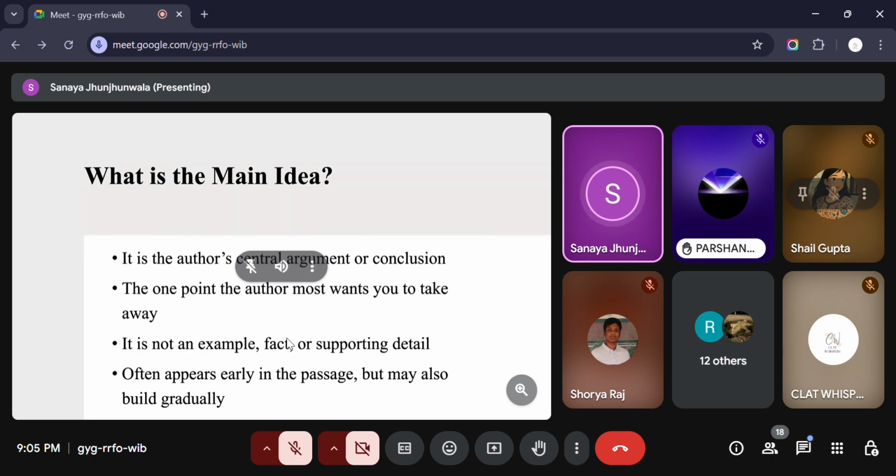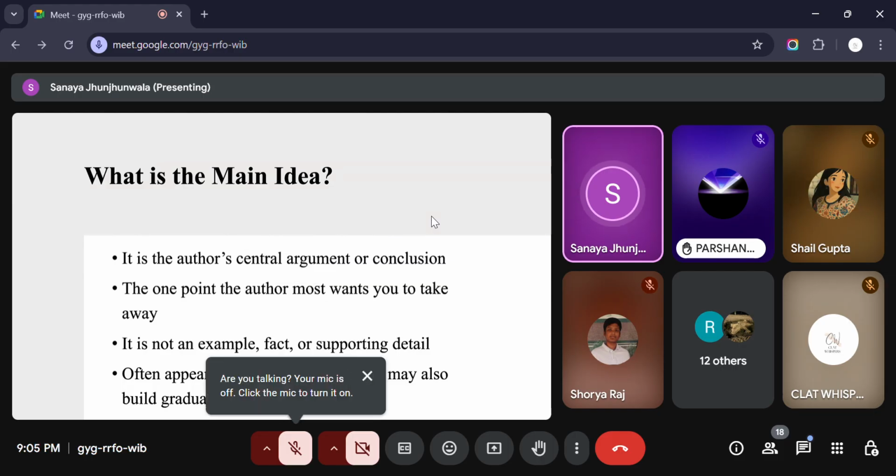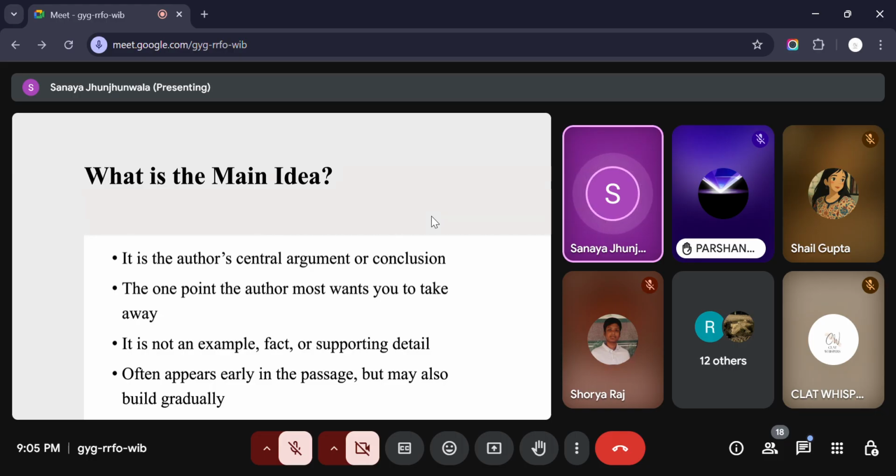Build up gradually. Maybe by the third or fourth paragraph, or maybe by the last paragraph of the passage, you'll get to know what the main idea is. Now, do you guys find it difficult while solving CLAT passages to find the main idea or the main reason behind the passage? Can I just have a show of hands or a thumbs up or something like that?